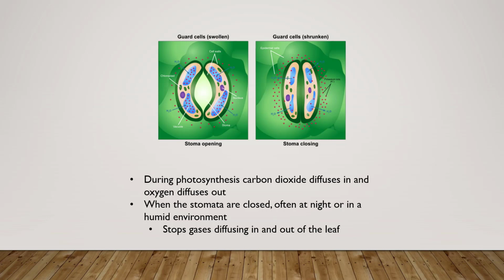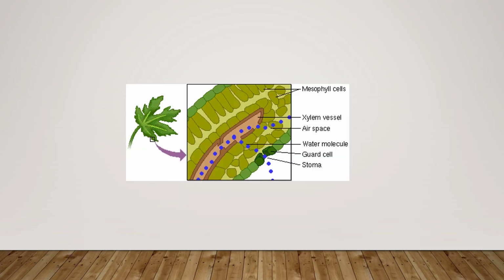During photosynthesis, CO2 diffuses in and oxygen diffuses out. When the stomata are closed, often at night or when it's humid out, it keeps gases from diffusing in and out of the leaves. And here is just a little graphic of water vapor leaving the leaf through the stoma.